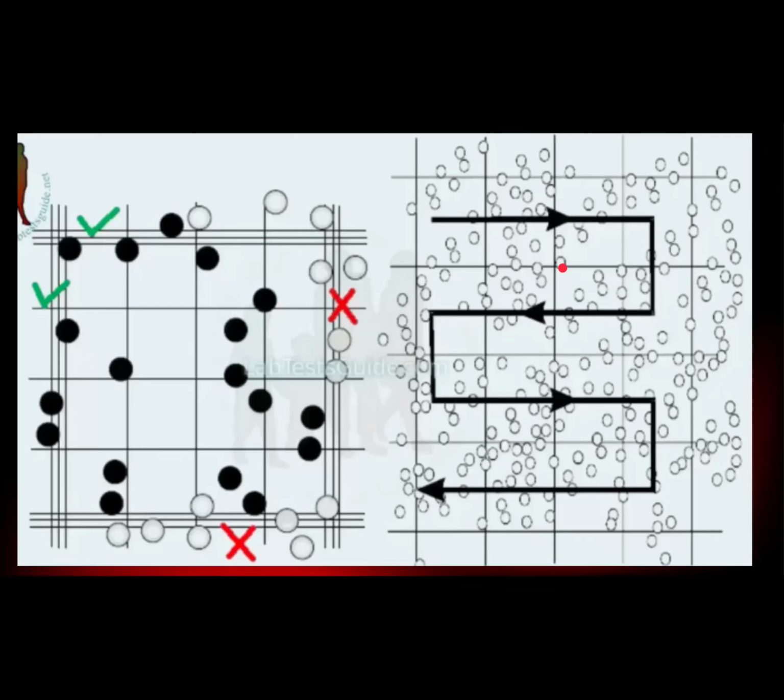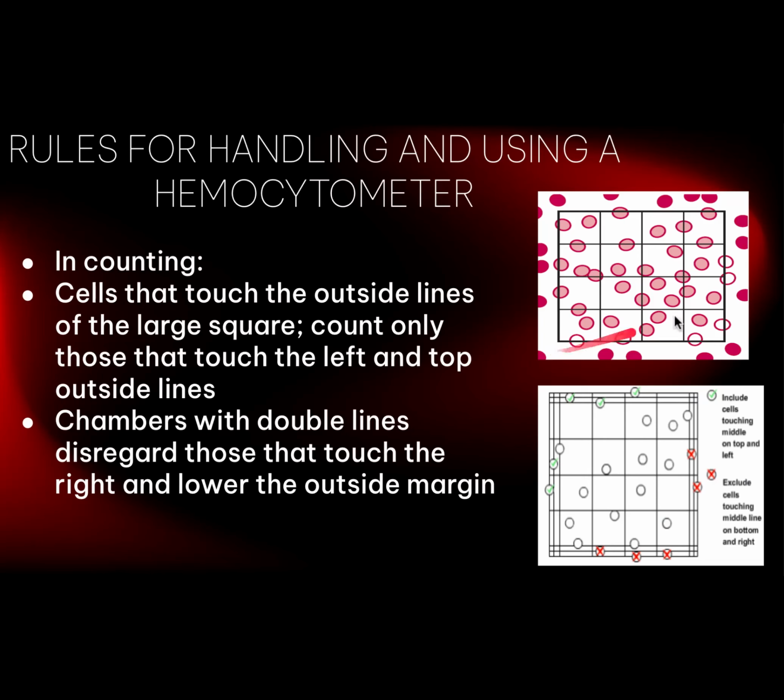This one. So the left and top, as you imagine, it is like an inverted L. Okay? The reason why we only count the squares that touch the left and top side, again, is to avoid the double counting of cells.